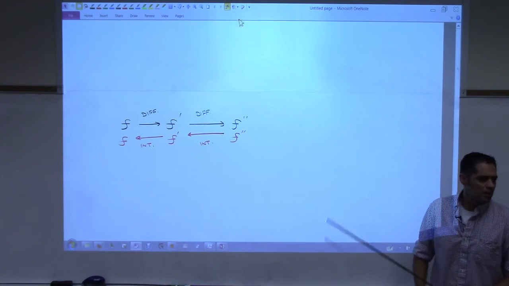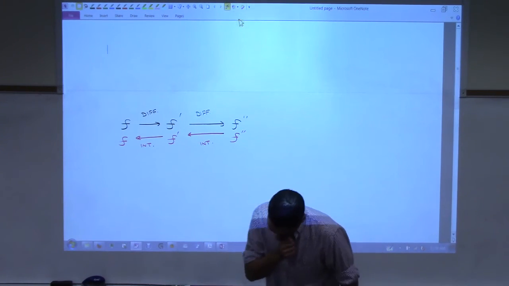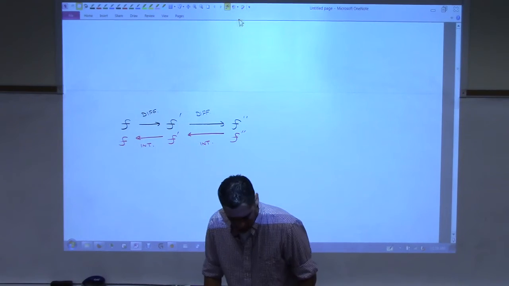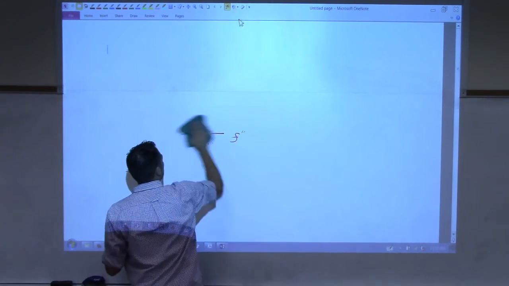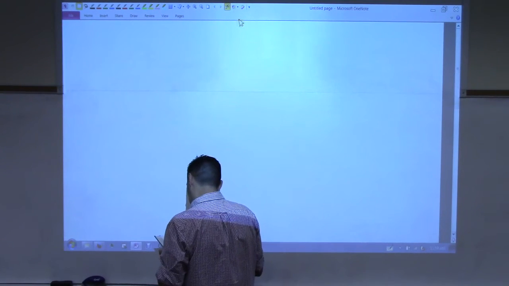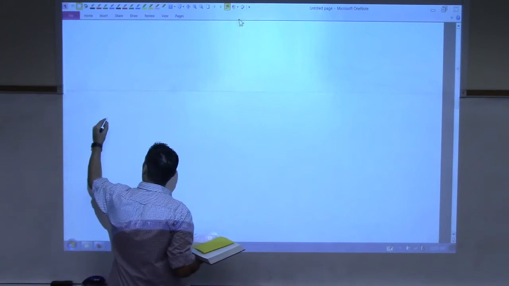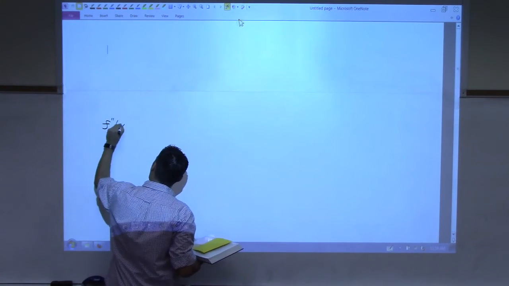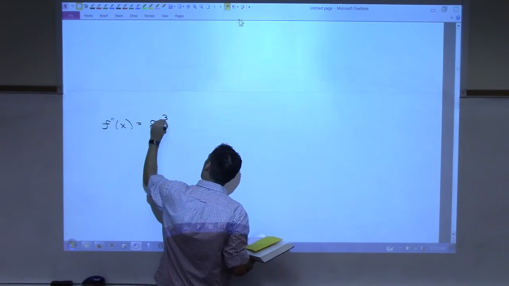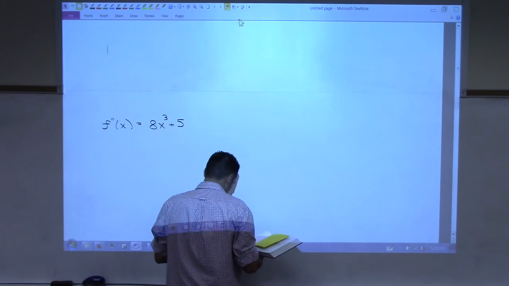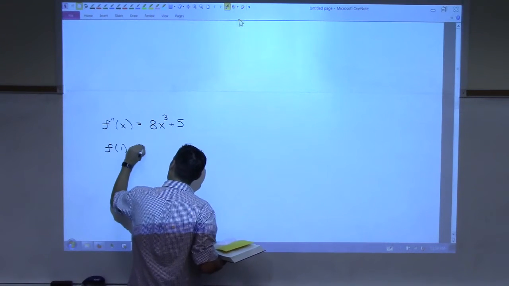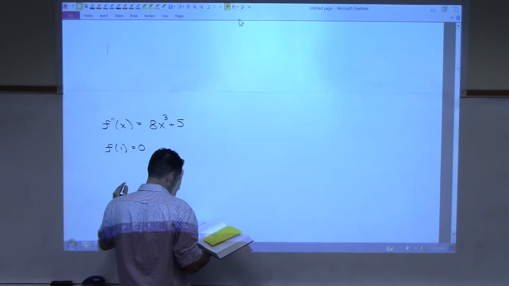So maybe there's still a way around it. I'm going to give you a problem the way it would appear in the book. All right? So let's say that I give you the following: f double prime of x is equal to 8x cubed plus 5. I also give you that f of 1 is 0, and I give you that f prime of 1 is 8.